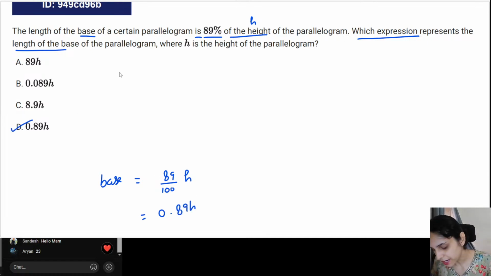Okay, so how do you divide by 100 if there is no 0? You just put the decimal before the last two digits. The last two digits are 89, so you put a decimal before that. So it's going to be 0.89h.